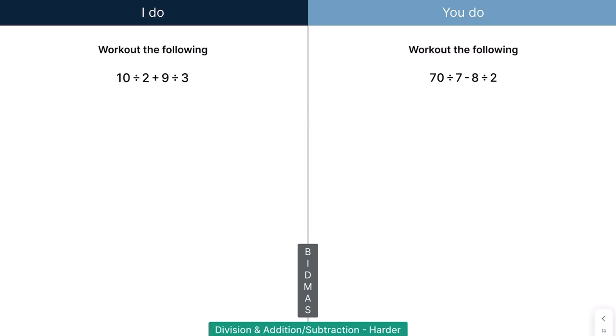So moving on, again, looking at BIDMAS, we know that the division must happen first, and then the addition. So 10 divided by 2 is 5, plus 9 divided by 3, which is 3, and that becomes 8. And again, hopefully you've pressed pause and had a go at this. So that is that and that. So that'll be 10 minus 4, which gives us 6.